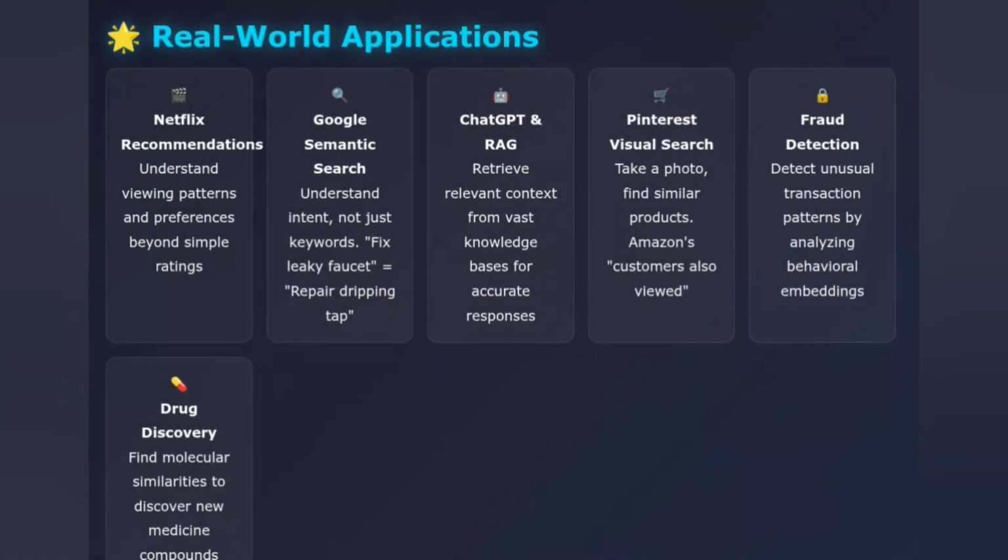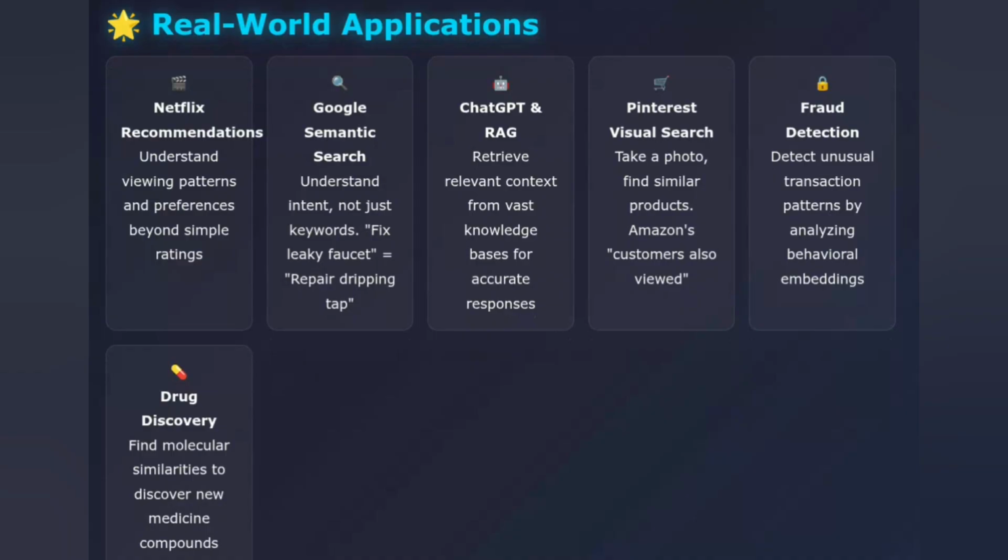Okay, enough theory. Let's see why tech giants are investing billions in this technology. Netflix uses vector databases to understand not just what you watch, but why you watch it. They create embeddings for viewing patterns, content features, and even the time you pause or rewind. Semantic search revolution. Google's latest search improvements use vector embeddings. Instead of just matching keywords, they understand intent. Search for how to fix a leaky faucet and get results for repairing dripping taps because the embeddings know they mean the same thing.